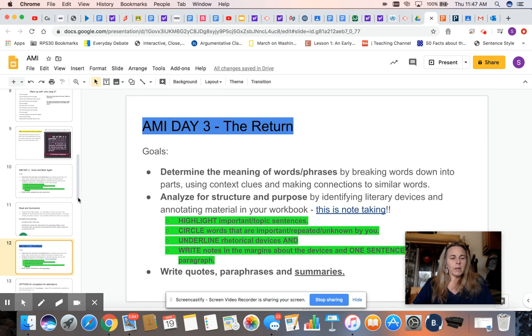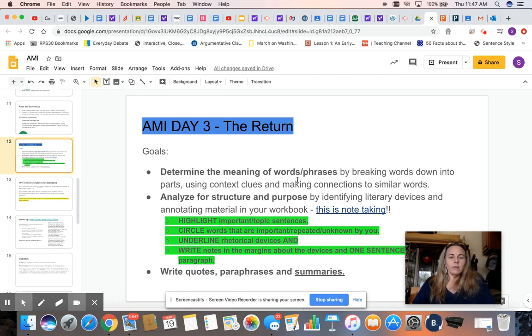Let me tell you what our goals are for today. We're determining the meaning of words and phrases. Again, this is our goal for the whole unit. We're really trying to learn how to figure out what words mean. So we do that by breaking words down into parts. We use context clues. How is that word used in the sentence? And does this word sound like another word that we know? Maybe one that we do know the meaning for, and that meaning can transfer onto this one. And we just sort of try it in the sentence and see if it works, if it makes sense. Sometimes we're wrong. It happens.